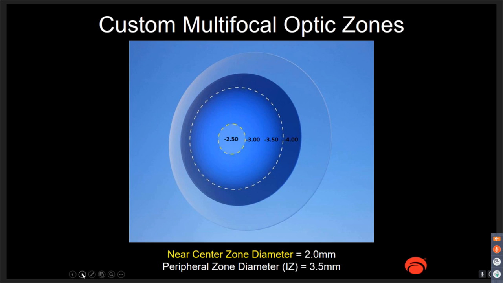So in this scenario right here, you have the majority of that lens, as you can see, in the intermediate area. So that would be perfect for somebody who's on a computer screen all day long. They would love this lens.